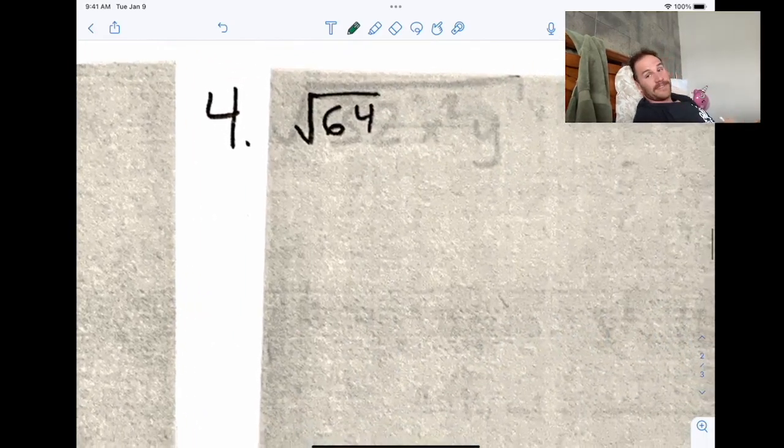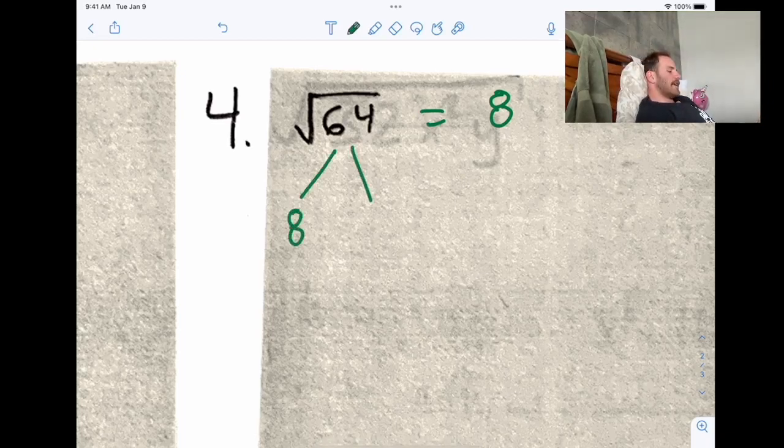This one's great. What is the square root of 64? Well, it's 8. So if you end up with a perfect square, you don't need to simplify that radical, because if you simplify it, you'll still end up with 8. Check this out. So 64 is 8 times 8. Oh, look, a pair.